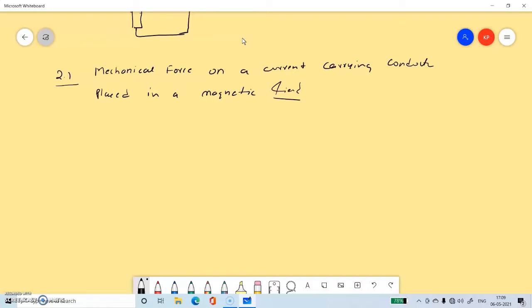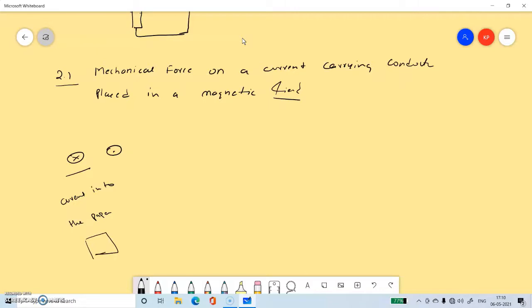Before that, we have to know what the cross symbol and the dot symbol are. Once again, here I will explain. Cross means current entering into the paper.